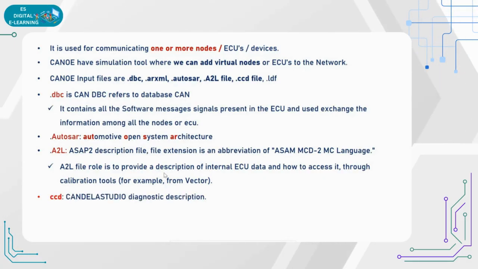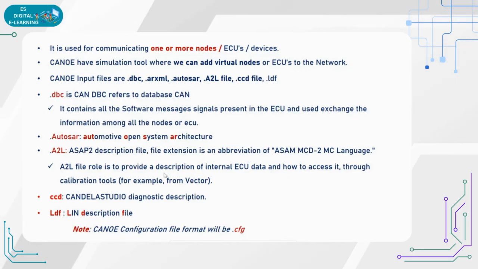And the next, the .cdd file. The .cdd file is the CANdela Studio description file, a diagnostic description file. It is used for diagnostic purposes. Going forward, we'll understand this tool better. And .ldf is the LIN description file. This file has the messages and signals related to the LIN protocol. And next, this CANoe file we save as a .cfg file. This is the extension of the CANoe file.